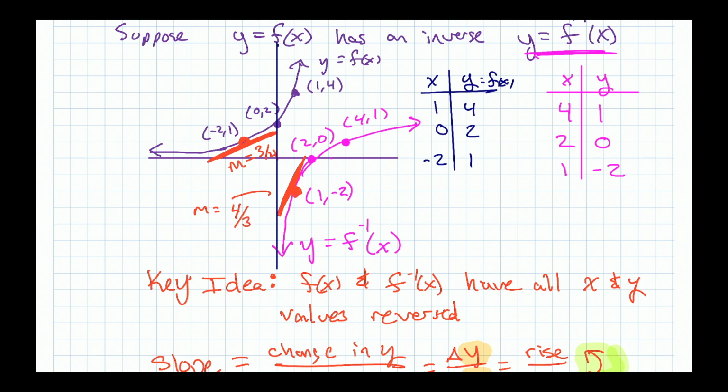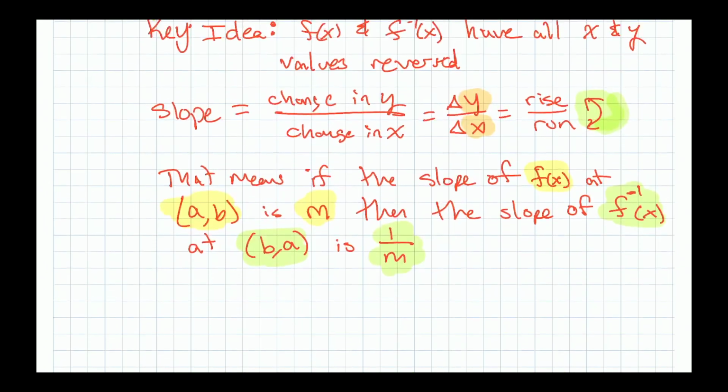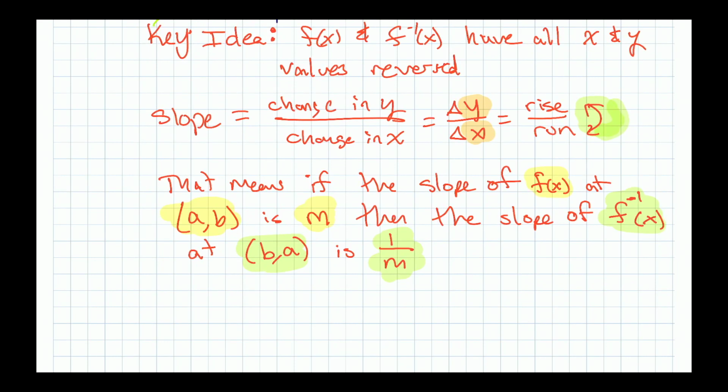So what I'm saying there is just whatever this number is, this is the reciprocal on the f inverse, because they're mirror images of each other. They're mirror images across this line, y equals x. Right? And so this right here is the key to the whole thing. That means if the slope of f at a comma b is m, then the slope of f inverse of x at b comma a is 1 over m.